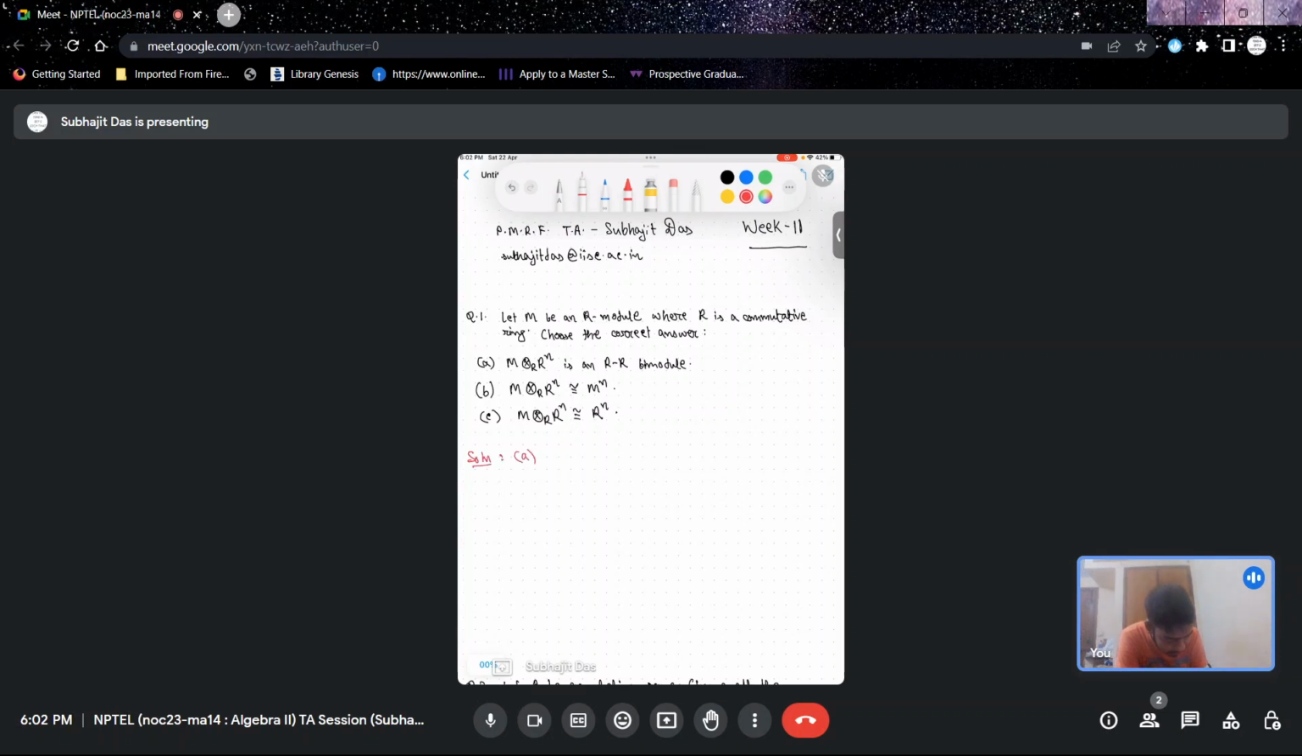So option A is correct, as R is commutative, so that every R module is an R-R bimodule.